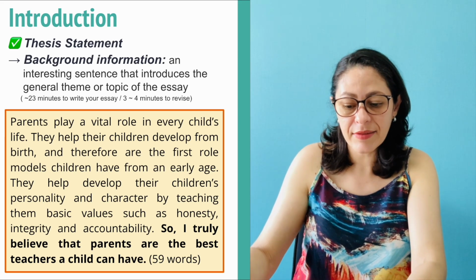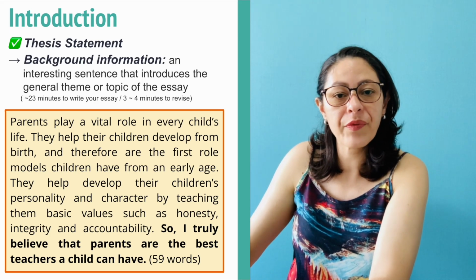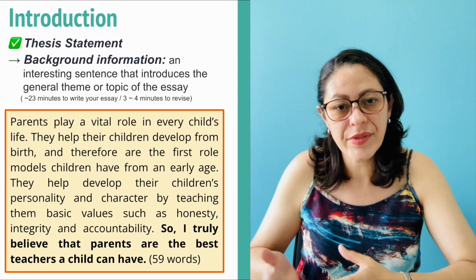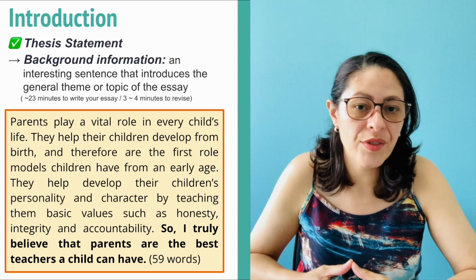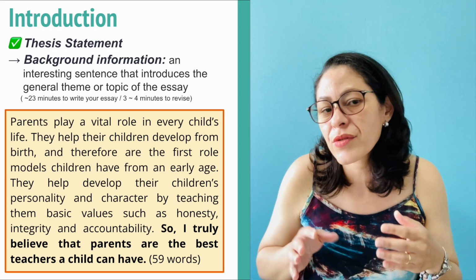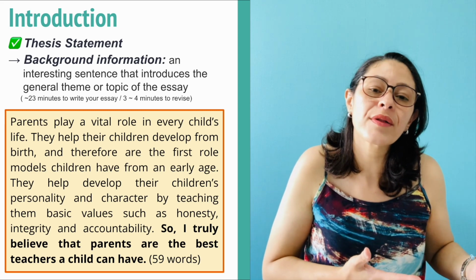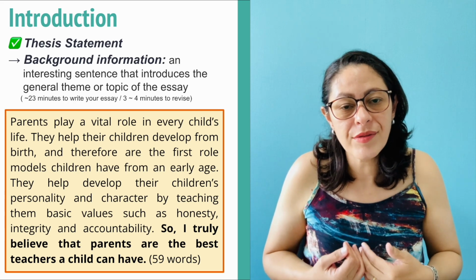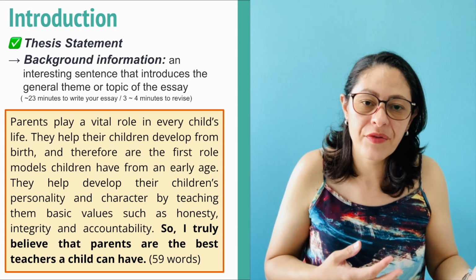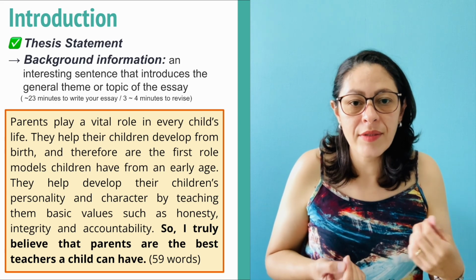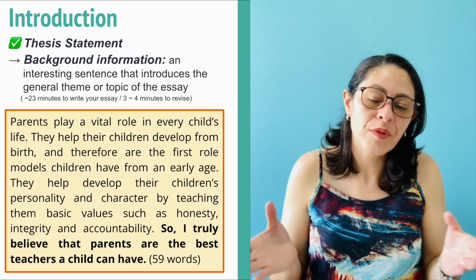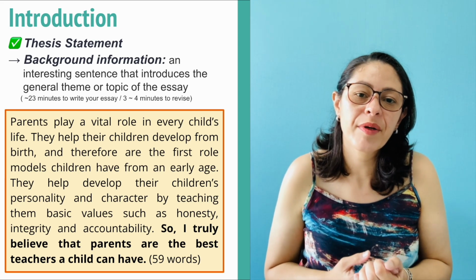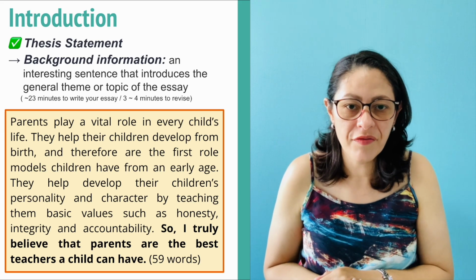Very simple, direct. I included all the points that I want to discuss during my composition. So you include your points, but you don't give details. The introduction is really just an idea of what the reader is gonna have throughout the composition. You can also see that I use transitional words like therefore, such as, and so. These words help you link your information in a more natural way. And I'm going to make a video about these transitional words and how to use them in the future, okay?